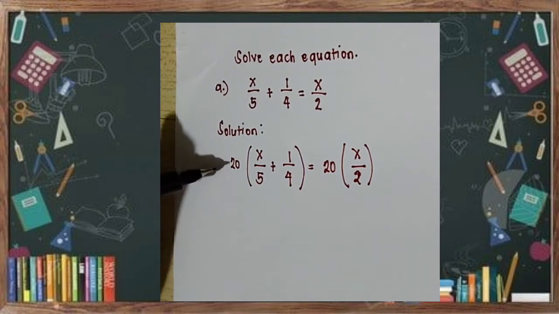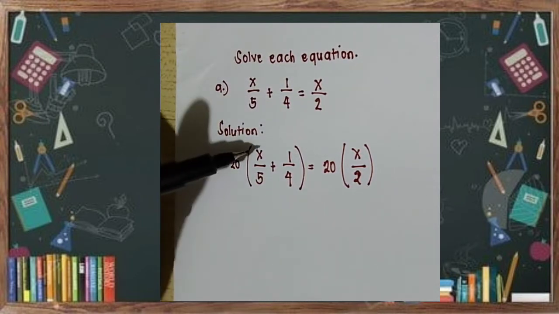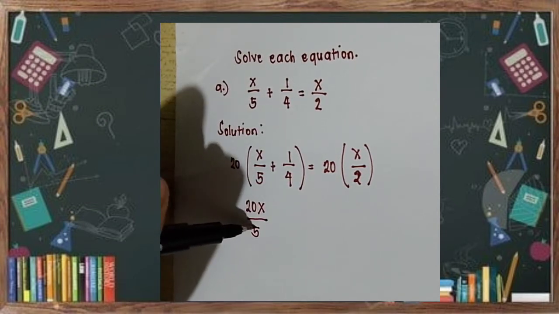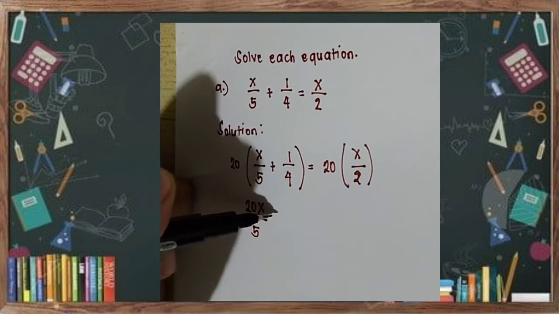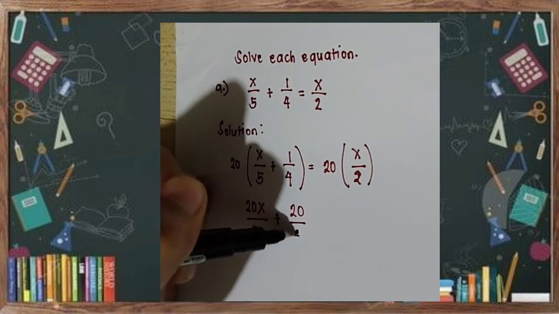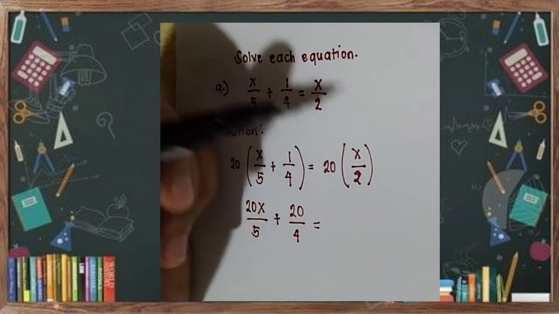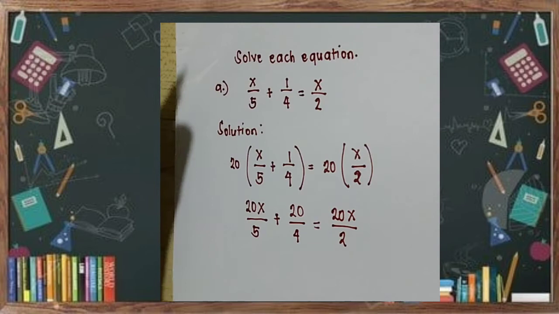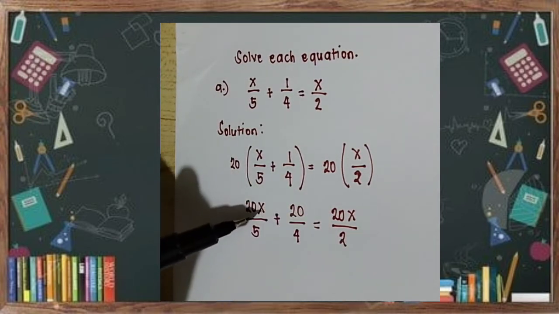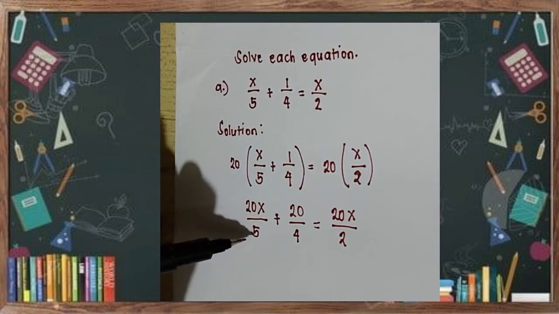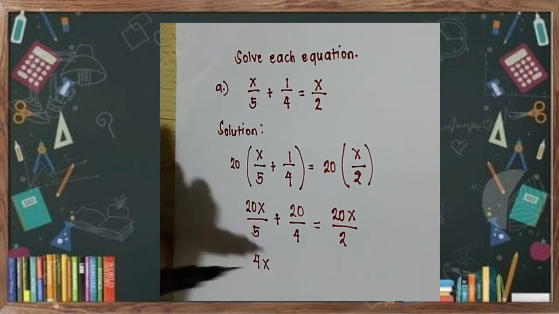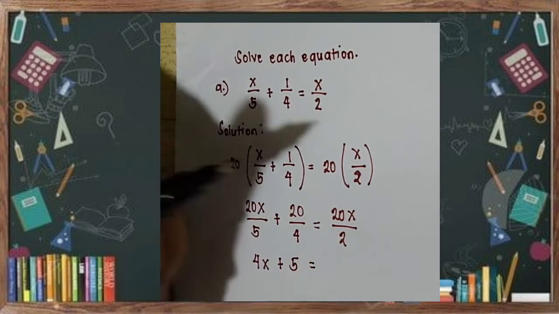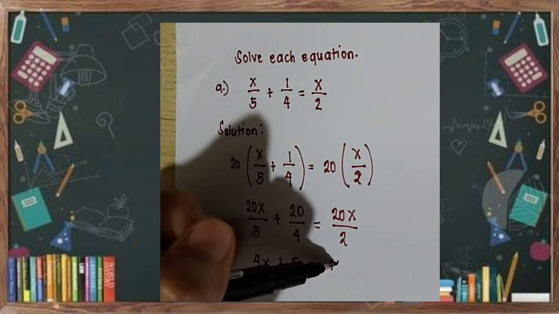Okay? So, sa pagmumultiply, imumultiply natin yung 20 sa numerator ng unang term. So, 20 times x ay equals to 20x over 5. Then, 20 times positive 1 ay equals to positive 20 over 4. Then, 20 times x ay equals to 20x over 2. Okay? So, then simplify natin yung ating bawat term. So, 20x divided by 5 ay equals to 4x. 20 divided by 4 ay equals to positive 5. 20x divided by 2 ay equals to 10x.